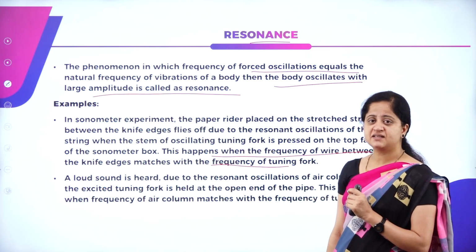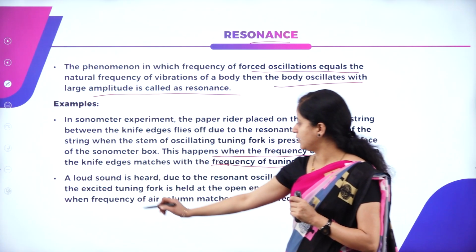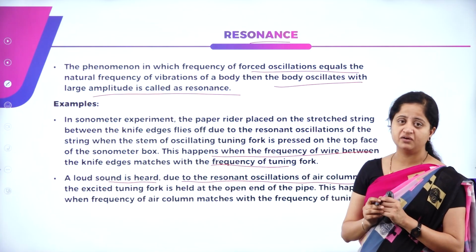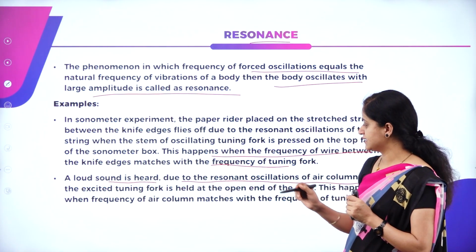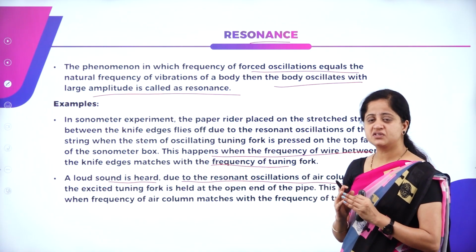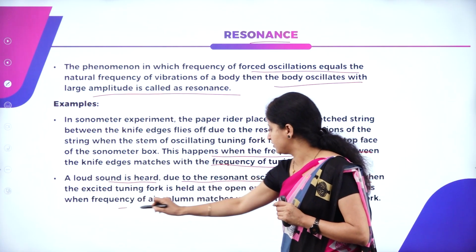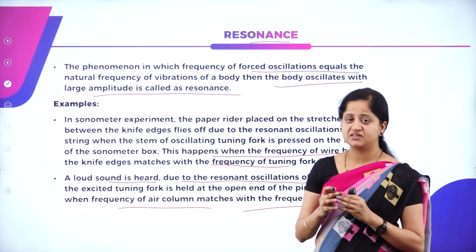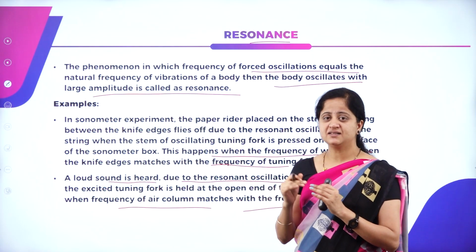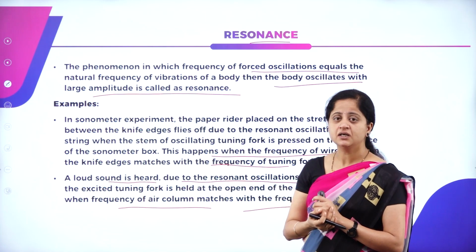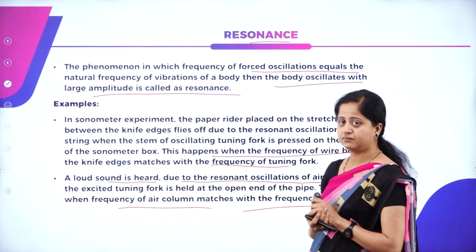And also the other example to understand resonance is a loud sound heard due to the resonant oscillations of air column when the excited tuning fork is held at the open end of the tube. So this loud sound is due to the frequency of air column matching with the frequency of tuning fork. When these two frequencies match, there is a larger amplitude, and hence because of that reason we will be able to listen to the sound produced in the column.